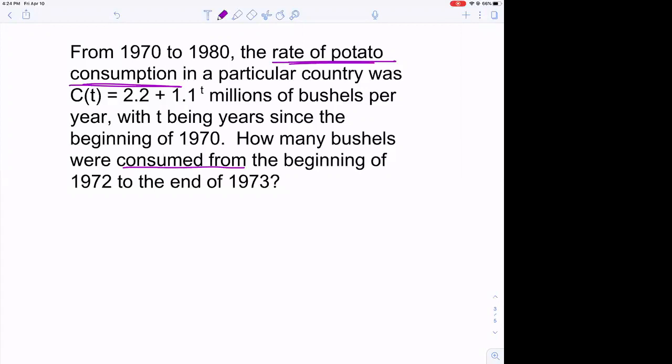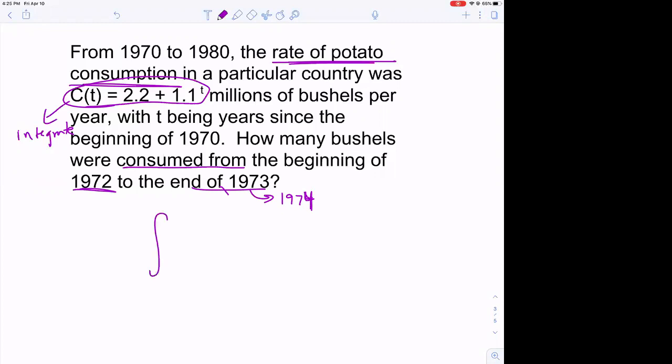So really what you need to know is, this is a crazy word problem, but as soon as I see the rate of potato consumption is this, I'm going to think to myself, I probably am going to have to integrate that to get a total of whatever they want, because it says how many bushels were consumed from the beginning of 1972 to the end of 1973. Pretty much the end of 1973 is the start of 1974, right? So they're saying they want 2 whole years there.